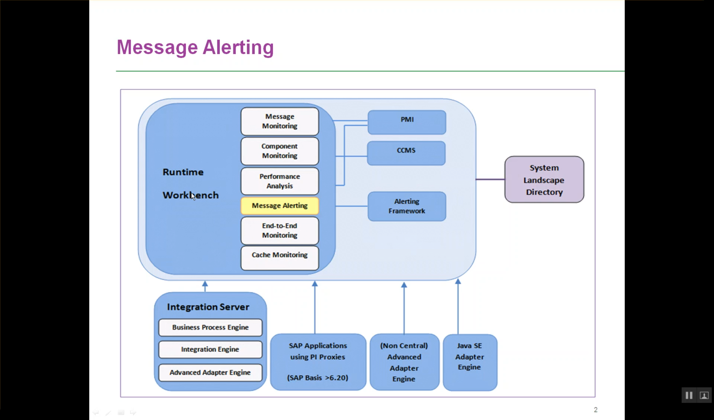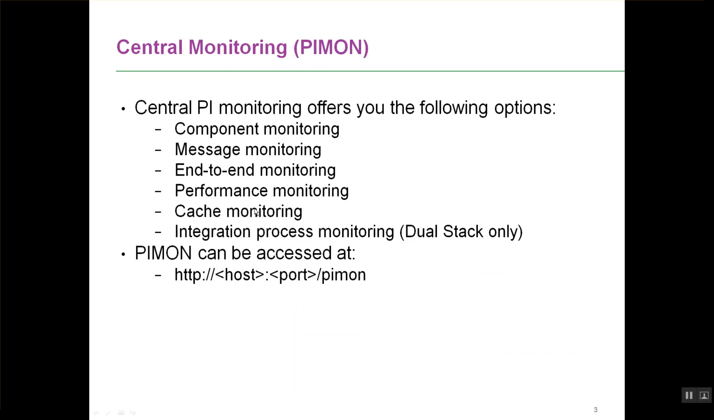The runtime workbench and PI monitoring are used interchangeably, and the reason is that in previous versions of PI, monitoring used to happen via the runtime workbench, whereas in the current versions of PI it happens via PI monitoring. Okay, so message alerting enables you to trigger automated alerts to a recipient in the event of a failure, and you can define conditions for the failure, you can define how many alerts are to be triggered, and so on. You can define priorities, you can define escalation paths. A lot of cool stuff can be done in the message alerting functionality.